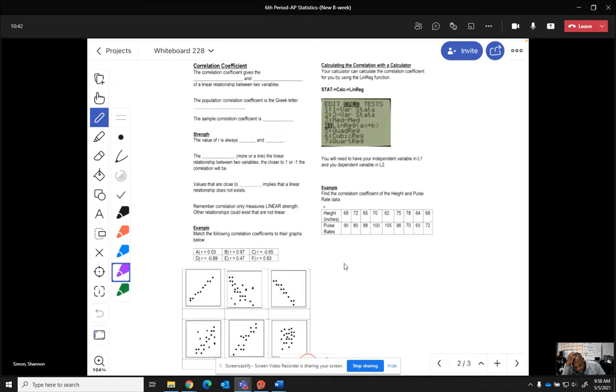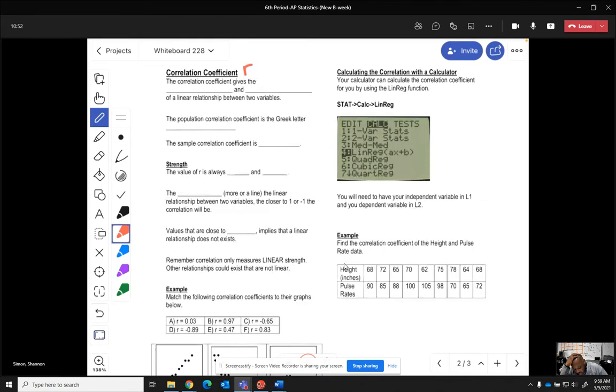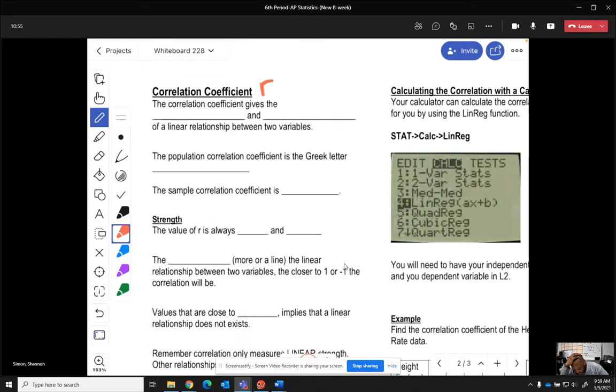So we keep going then. If we want to actually measure correlation, how strong the correlation is, we usually call it the correlation coefficient, or the variable R. The correlation coefficient gives two things technically. It gives the direction, which we've already seen that we can get from the scatter plot, and it also gives the strength of a linear relationship between two variables. So it gives the correlation basically between those two.